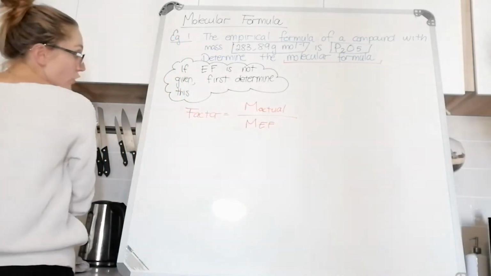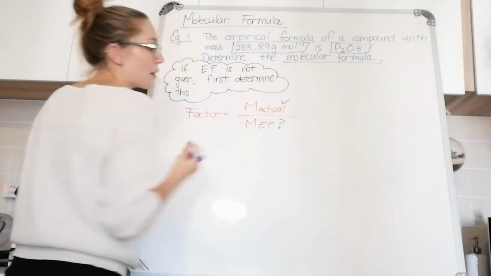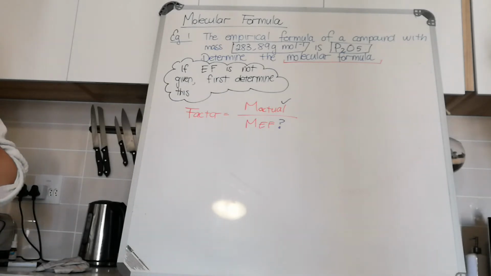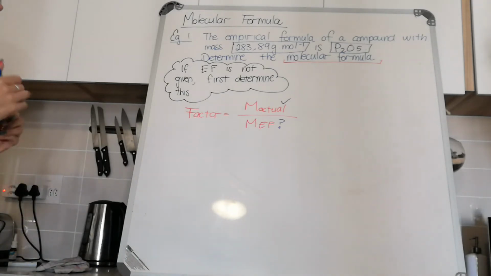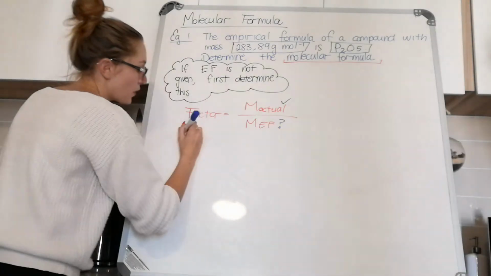So we know the molar mass of the actual compound. We do not know the molar mass of the empirical formula. We need to figure that out. Not hard to do. We did do that at school on Monday for those of you that were there. We did also do it last year, so you should be happy with finding the molar mass.